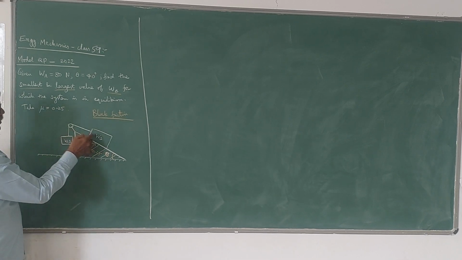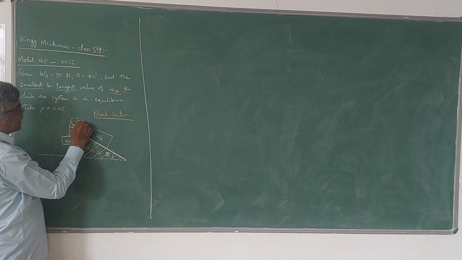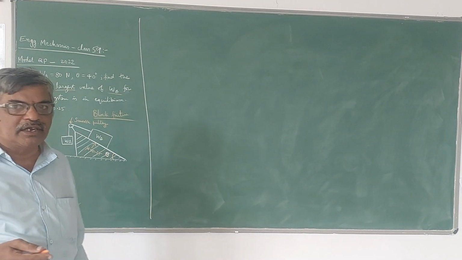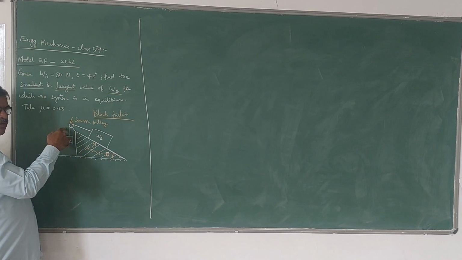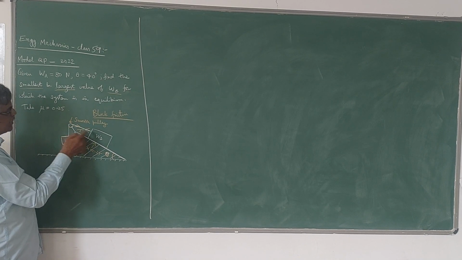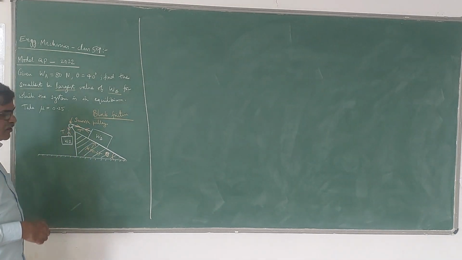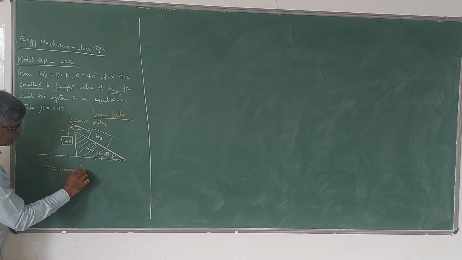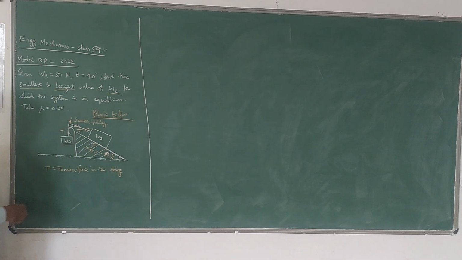So of course these two blocks are connected by a string over a pulley. Since nothing is given about the pulley, we will assume it is a smooth pulley. Smooth pulley means there will not be any friction. So whatever tension force exists on this side of the pulley in the string, the same tension force will be there on the other side also. That means the tension force develops like this, away from the block. So both these tension forces will be equal. T is the tension force in the string or cable connecting these two weights.